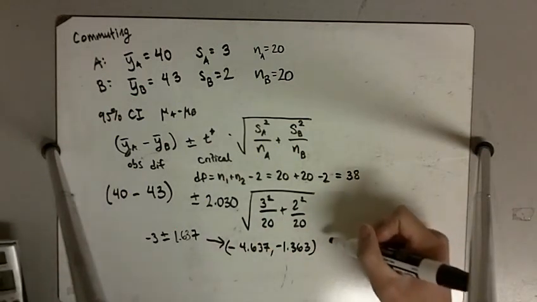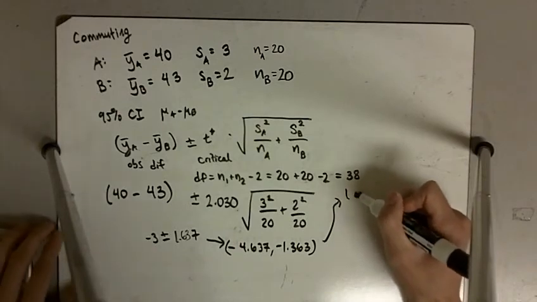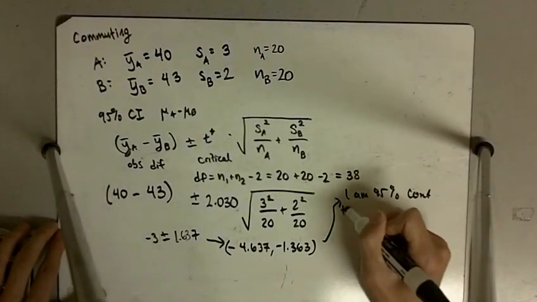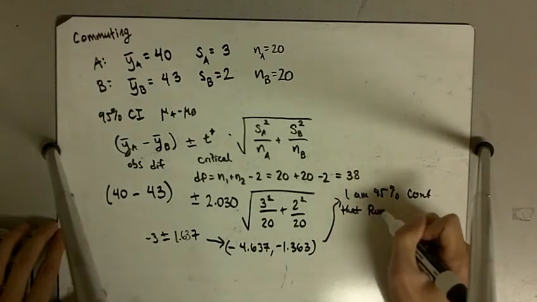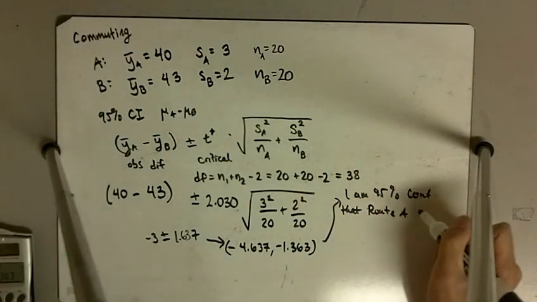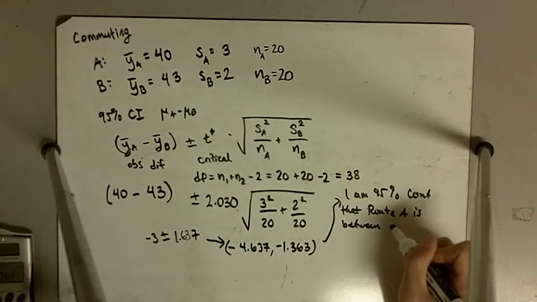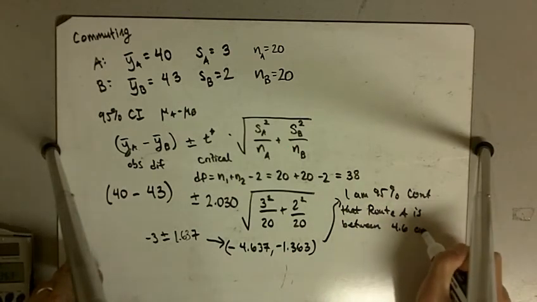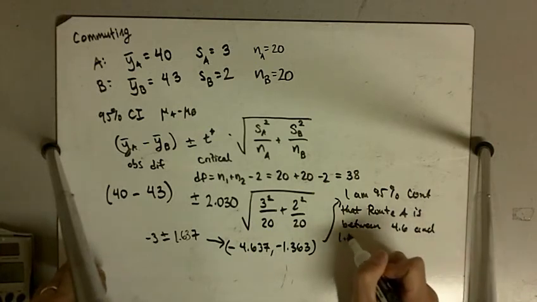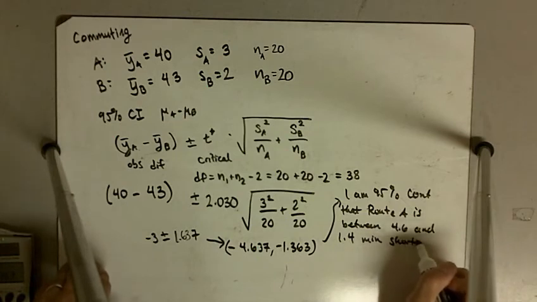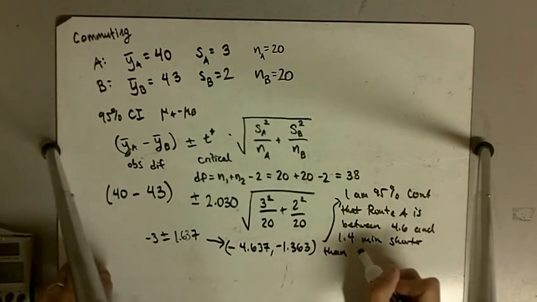Okay, so this says I am 95% confident that the mean time of Route A is between 4.6 and 1.4 minutes shorter than the mean of Route B.